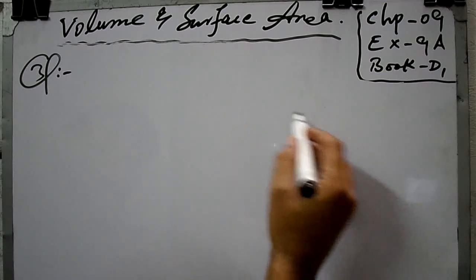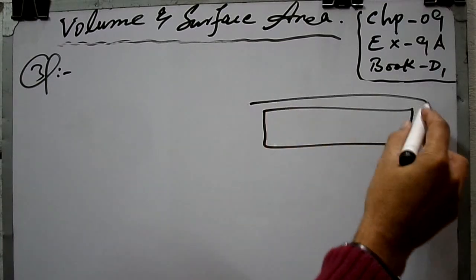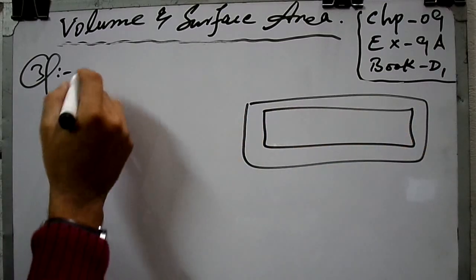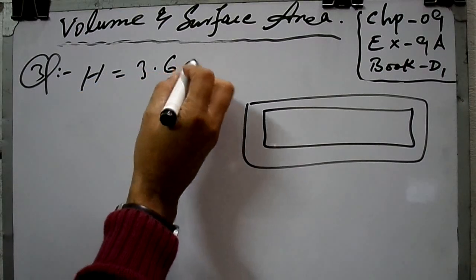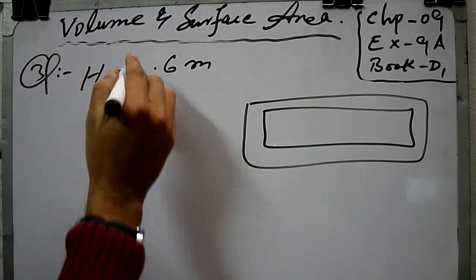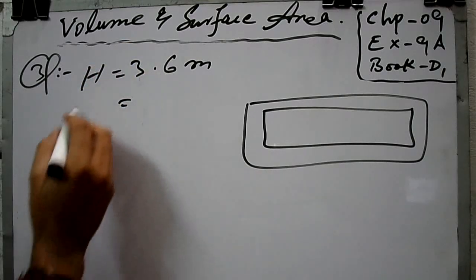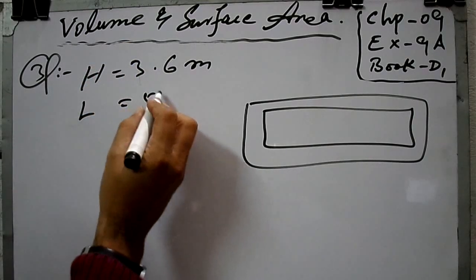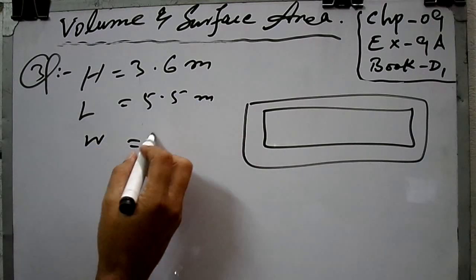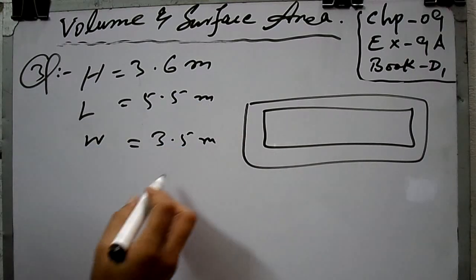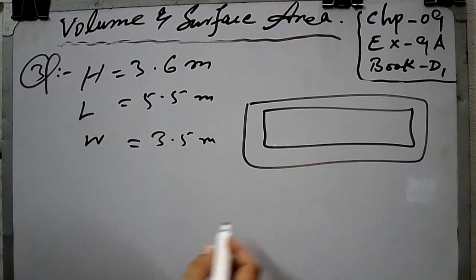That is your rectangular park. You can see the outer side and boundary, that is height is given to you. That is 3.6 meter. And the length is 5.5 meter and the width is 3.5 meter. So it is a rectangular park.